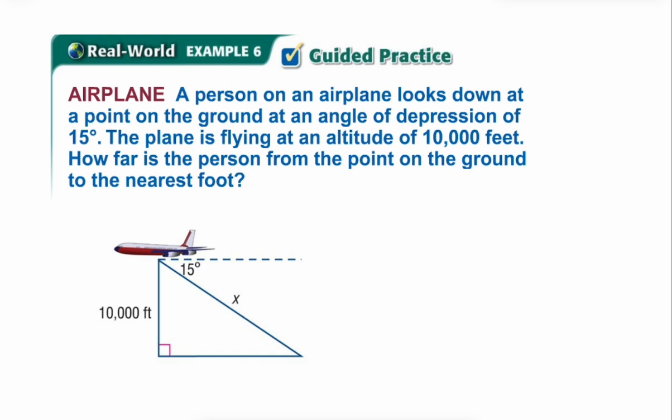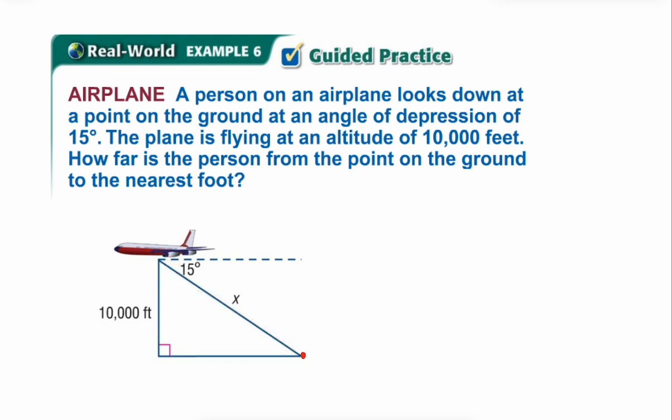So let's read this problem. It says a person on an airplane, so there's a little guy right here, and they look down at an angle of elevation. So if their head was straight, that would be this, but they have to drop their head down 15 degrees, and then they will be looking at a point on the ground. So there's something on the ground they found was interesting. They're looking out the window. They drop their head 15 degrees to look at it. That's the scenario we see there.